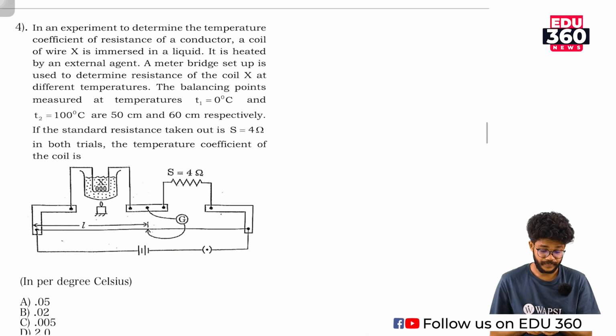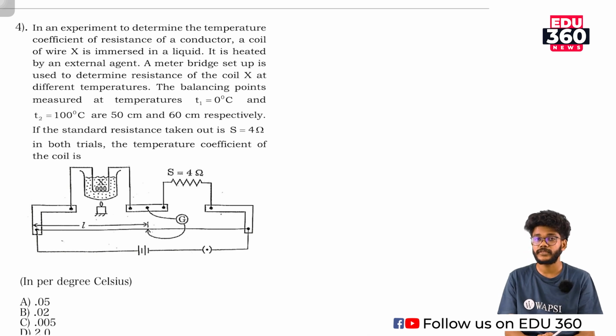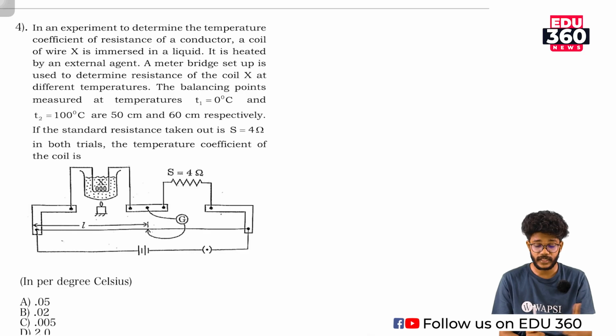Question number 4. In an experiment to determine the temperature coefficient, again the question is asked based on alpha, the temperature coefficient of resistance of a conductor. A coil of wire X is immersed in a liquid. It is heated by an external agent. A meter bridge is set up and used to determine the resistance of the coil X at different temperatures. So the temperature is changing, but the conductor is not changing. The balancing point measured at temperature T1 is 0 degree Celsius. So initially the liquid is at 0 degree Celsius and T2 is 100 degree Celsius. So the change in temperature is nothing but 100.